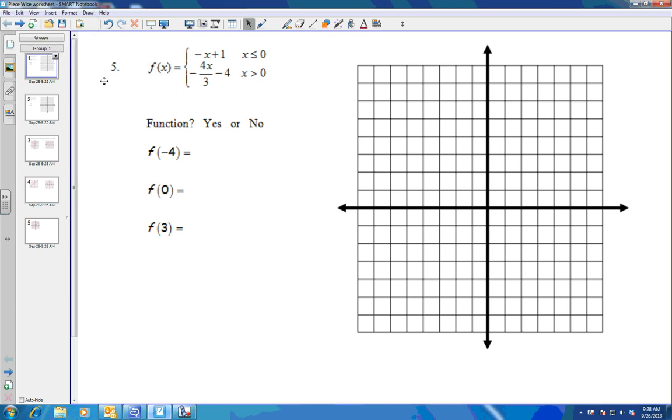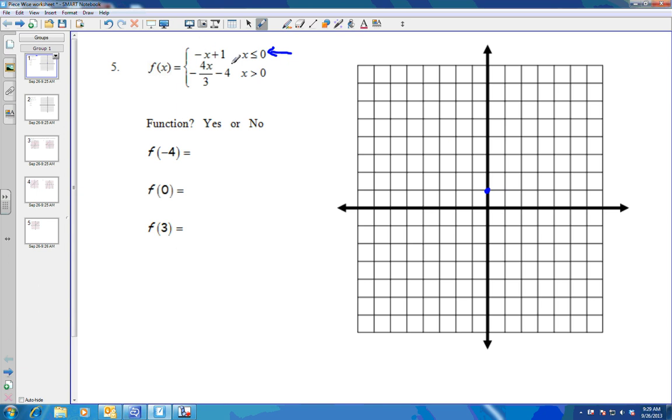Okay, this is problems starting with number 5 off of your graphing piecewise functions worksheet. So let's start with number 5. I'm going to graph this one first. f of x equals negative x plus 1. So my y-intercept is positive 1, and my slope is negative 1.